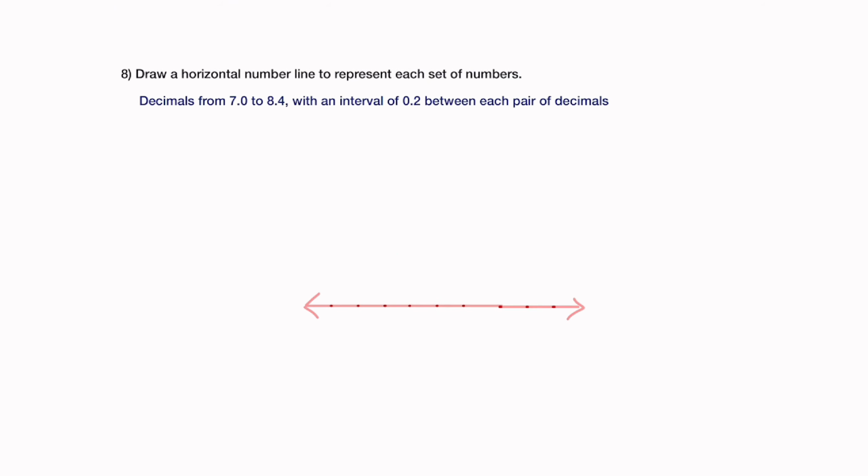Please go ahead. Decimals from 7.0 to 8.4. So it's from, which means we will include 7.0 and to 8.4. So we'll include 8.4 as well. With an interval of 0.2 between each pair of decimals. So we are plotting decimals on this number line. And we will begin with 7.0. Now it says the interval is of 0.2. So it's 7.0 plus 0.2. So that's 2 and that's 7. So the next number is 7.2. So each number will go up by 0.2, right?